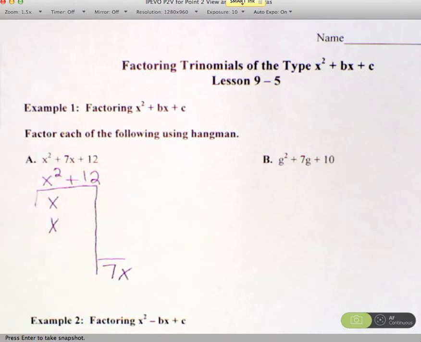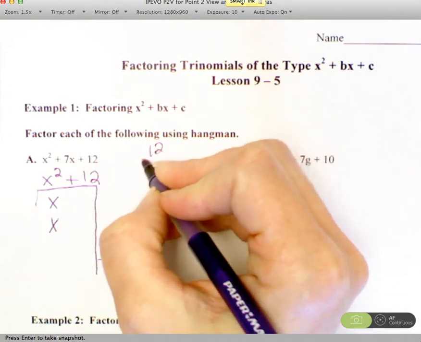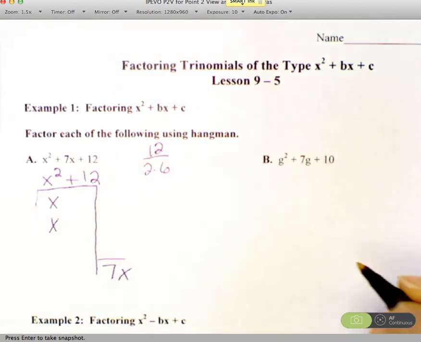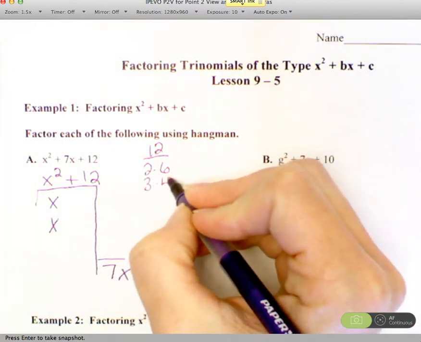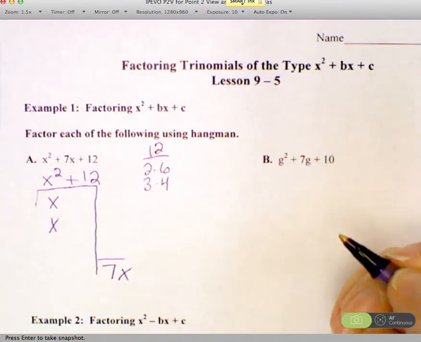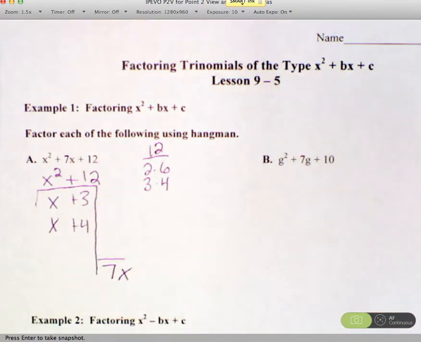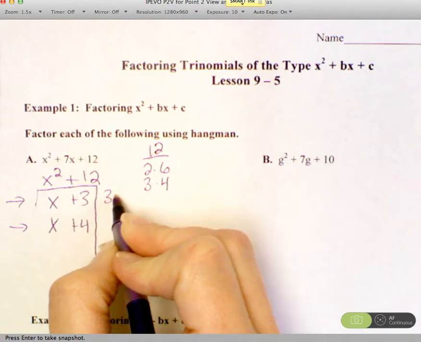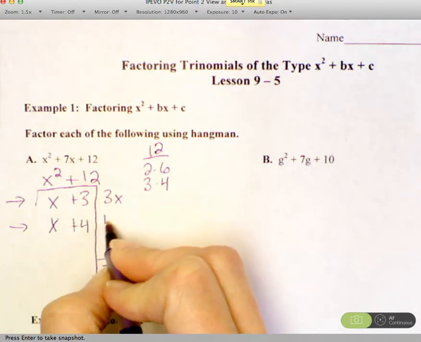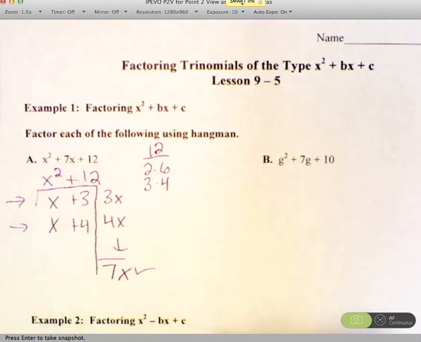So let's think about factors of 12 and write them down. We have 2 times 6. 2 and 6 are not going to give us 7. We have 3 and 4. 3 and 4 is going to give us 7. So those are the ones we want. We want positive 3 and positive 4 to be those factors. The way we can check is to multiply across. x times 3 is 3x. x times 4 is 4x. And if we look down, these do add to 7x.